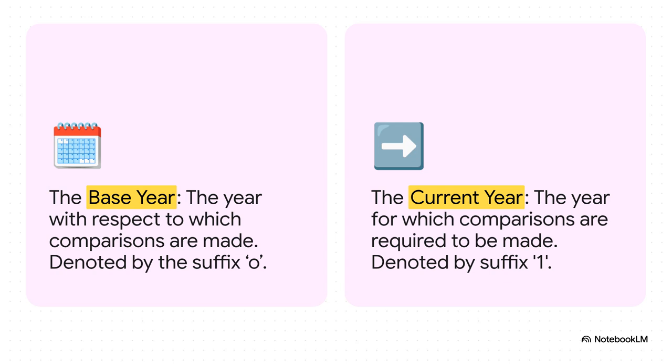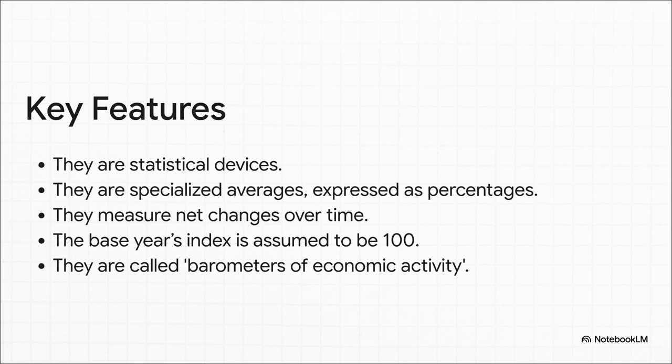Every index has to have a starting point. We call that the base year. Think of it as our benchmark, our ground zero. Then we have the current year, which is the period we actually want to measure. The entire point of an index is just to compare that current year back to our base year. That's it.